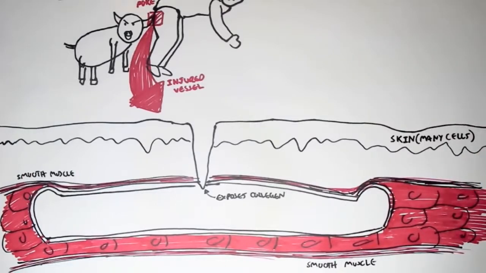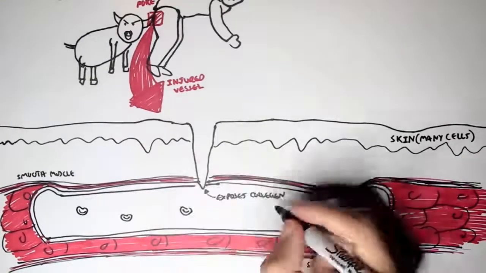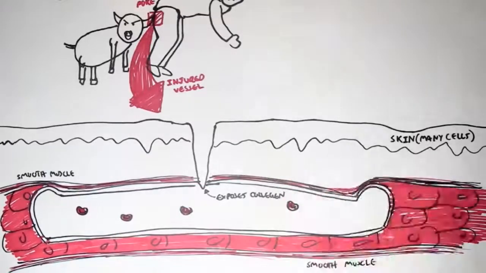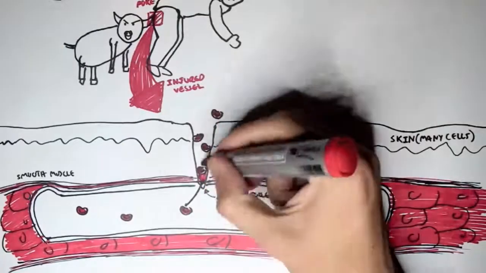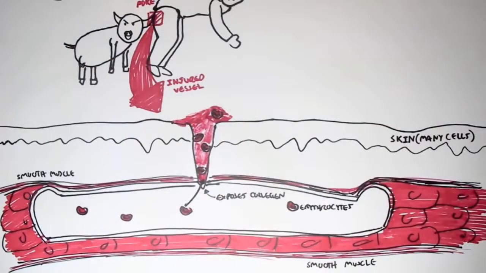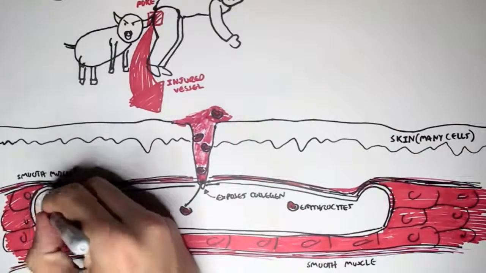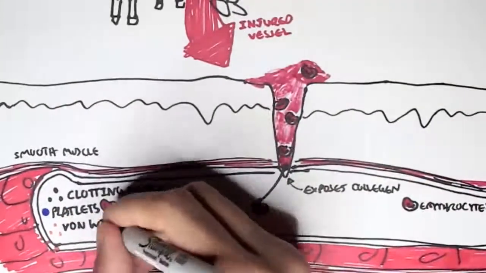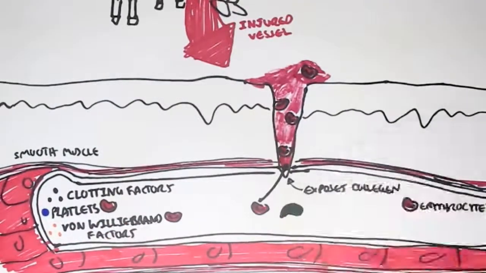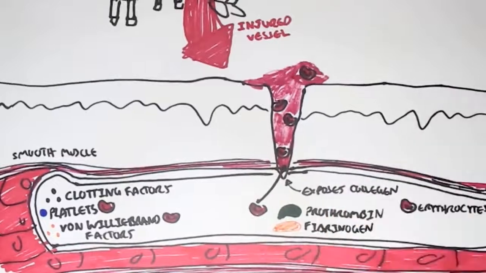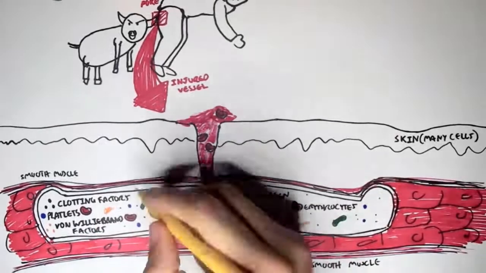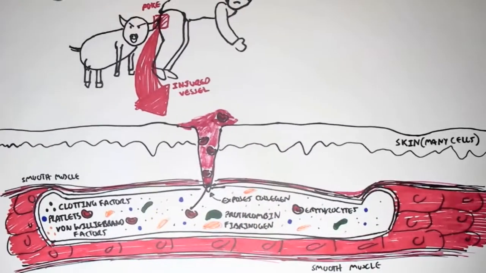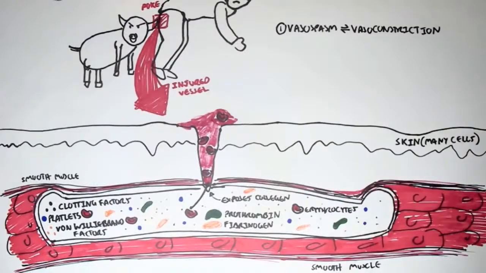Now, before going on to the process of hemostasis, let's see what we find inside the blood. We find erythrocytes, the red blood cells, which with other proteins begin gushing out through the injured site. Other things found in the blood, which we will look into later on, are the clotting factors, platelets, von Willebrand factors, prothrombin, and fibrinogen. Now don't be overwhelmed by the names because we will learn about them slowly, step by step. So what first happens in hemostasis is vasospasm, also known as vasoconstriction.